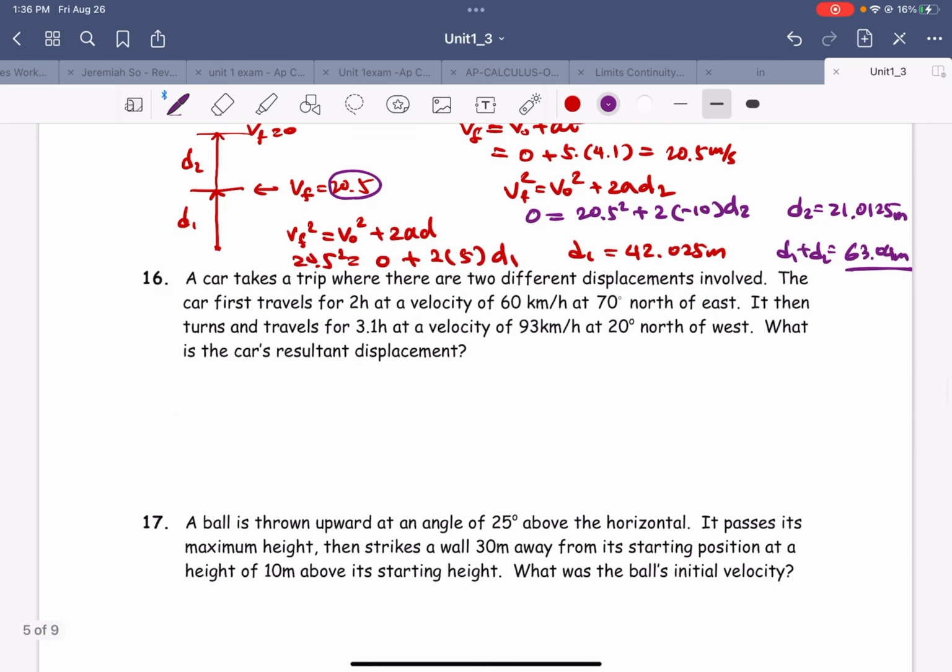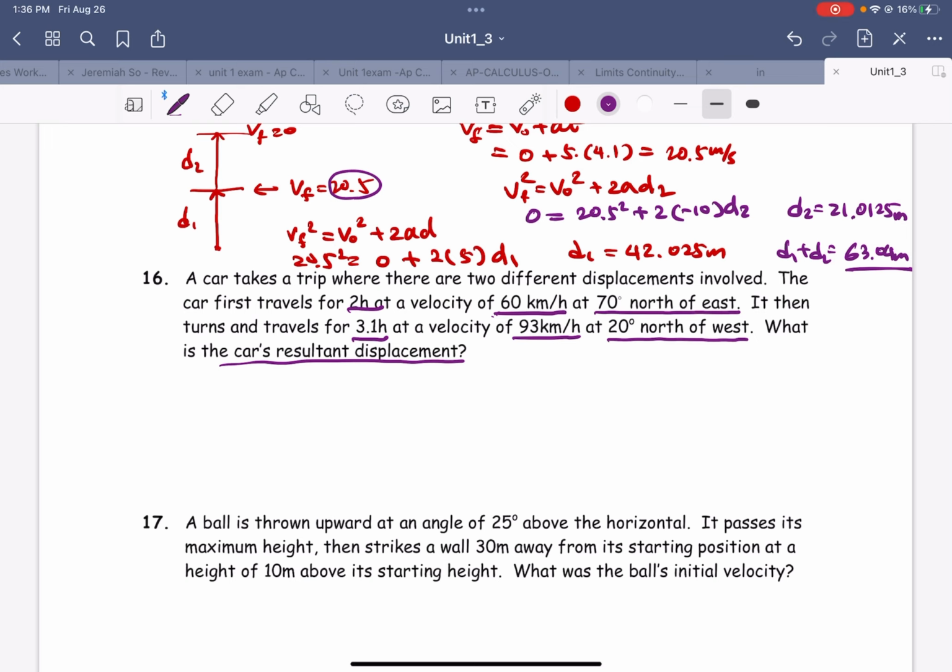Let's move on. Number 16. A car takes a trip where there are two different displacements involved. The car first travels 2 hours at a velocity of 60 km per hour at 70 degrees north of east. It then turns and travels 3.1 hours at a velocity of 93 km per hour at 20 degrees north of west. Now, what is the car's resultant displacement from the beginning?